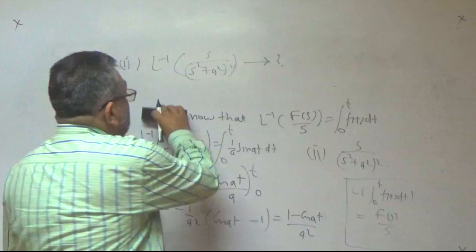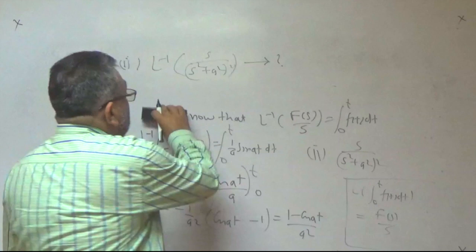then what is the derivative of this? This is minus 1 upon (s square plus a square) whole square times 2s. So minus 2 is common, that is s upon (s square plus a square) whole square, and you have to find this. This is the function for which you have to calculate the inverse Laplace transform.